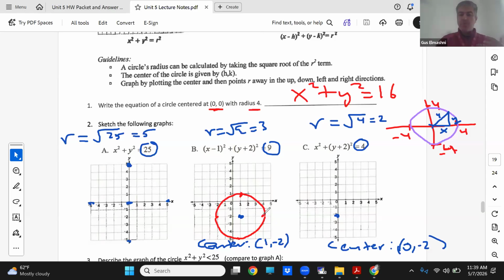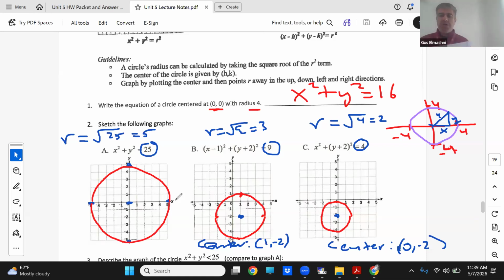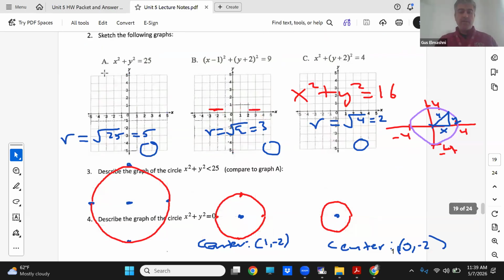And then the other one is 0, -2. So you go 2 up, 2 down, 2 left, 2 right. And you get that. And of course, this is just this. So these equations describe these graphs. Did you draw the triangle inside of them? No, not at all. All right, so we're okay with that? All right, so moving on.